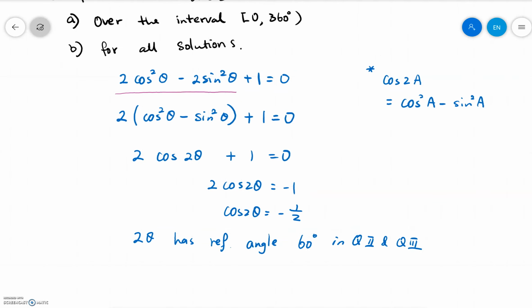Okay, and another thing I need to point out on the side is that here is my question A. I want to find theta over the interval 0 to 360. So theta is between 0 degrees and 360. Then 2 theta is multiplied by 2, so it's between 0 and 720. So keep that in mind.